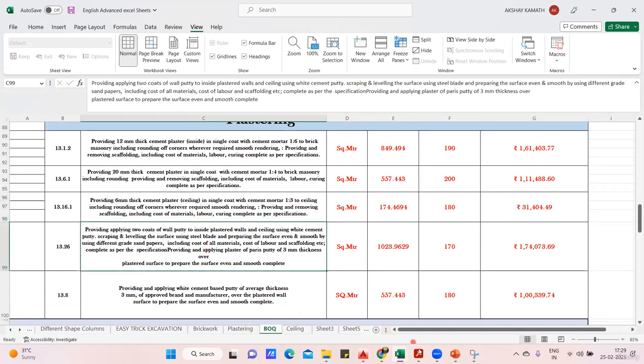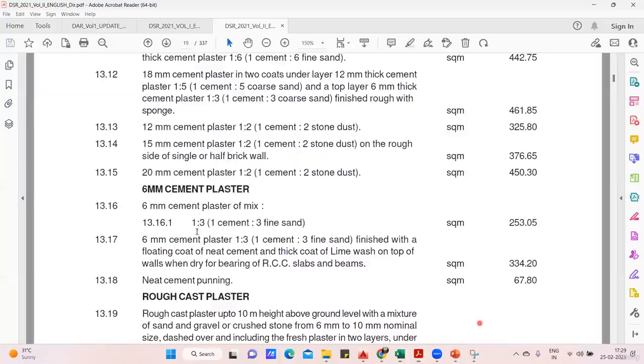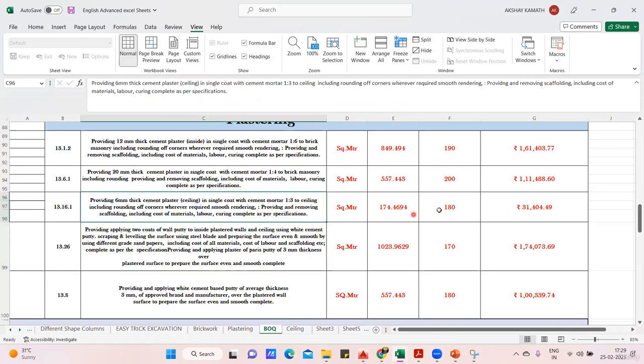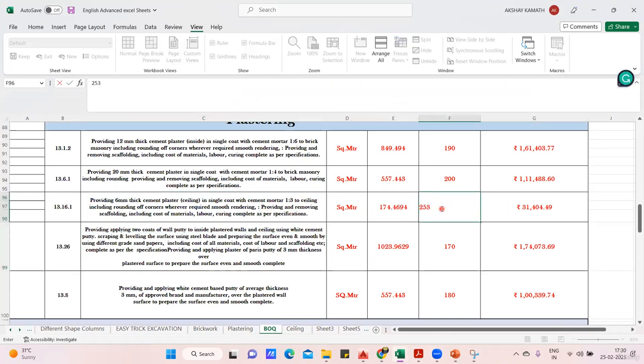Ratio is 1 is to 3. No, let me check it out. Yeah, it's 1 is to 3 ratio, 6 mm plastering. 253 is a rate given in SOR. So come here and you can put 253. For time being, I'll put 253.